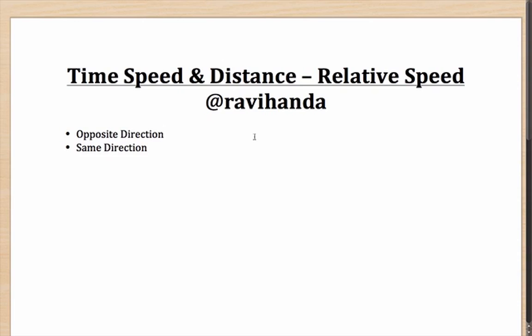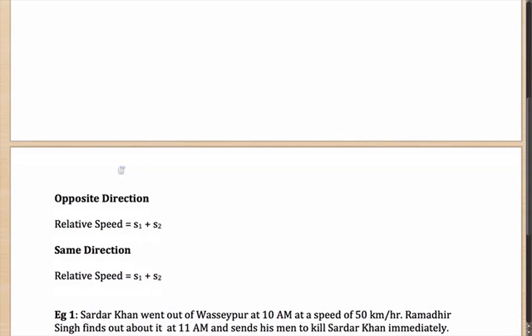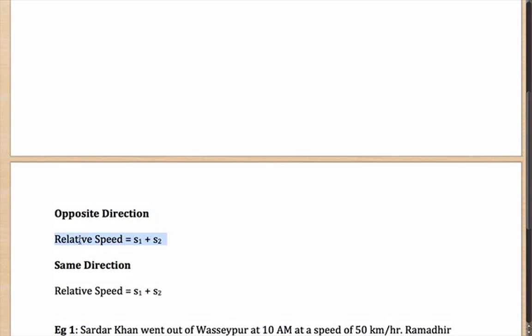Well, relative speed is not a new concept. It essentially talks about when two bodies are traveling, maybe towards each other or away from each other. They might be traveling in opposite directions, they might be traveling in the same direction. In case they are traveling in opposite directions, the relative speed is given by the sum of the speeds, that is s1 plus s2. Whereas if they are traveling in the same direction, the relative speed is given by s1 minus s2. Now, it is also important to understand why these speeds are added up or why these speeds are subtracted.